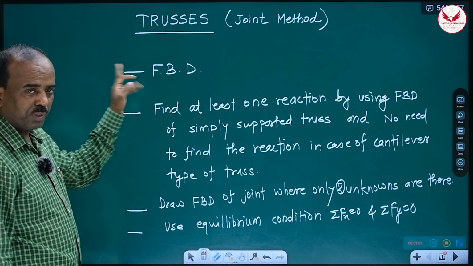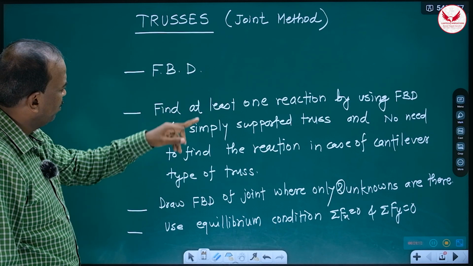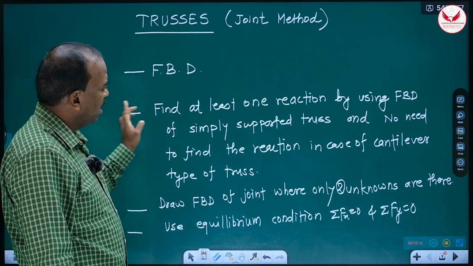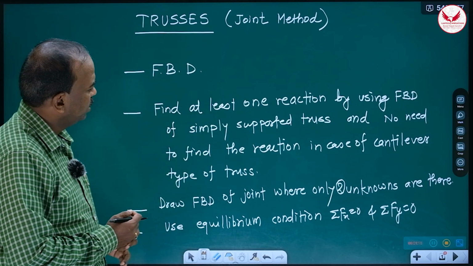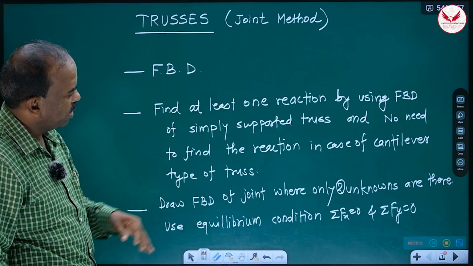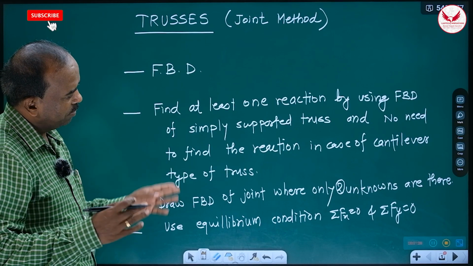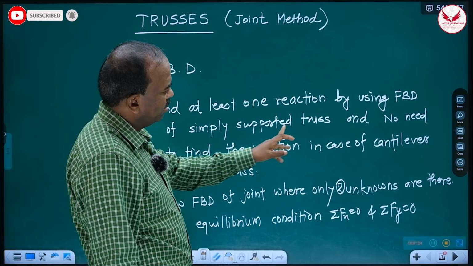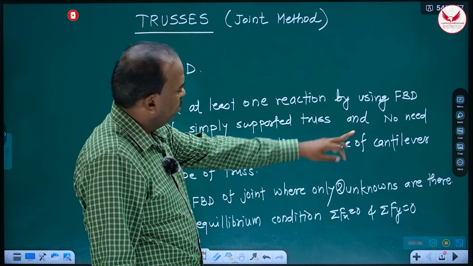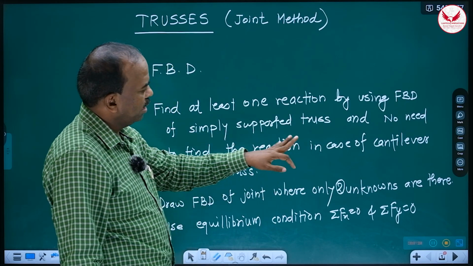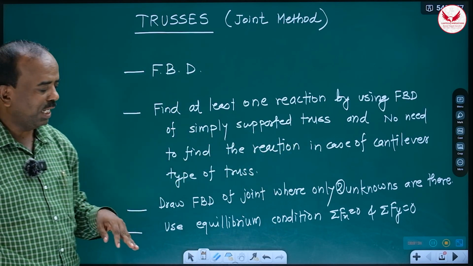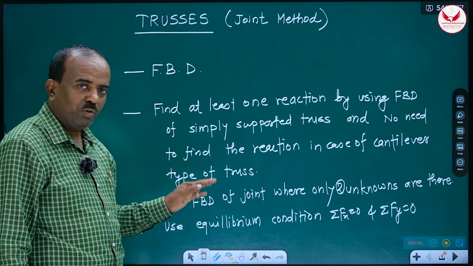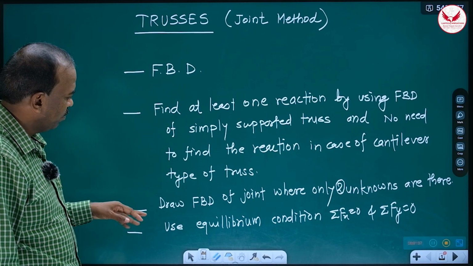Always draw the free body diagram. First step is the free body diagram. In the second step, find at least one reaction by using the free body diagram of a simply supported truss. Means if supports are at two sides, then find out at least one reaction. And no need to find out the reaction in case of a cantilever type of truss. For a cantilever type of truss, no need to find out the support reaction. Directly you can start the solution of the problem.